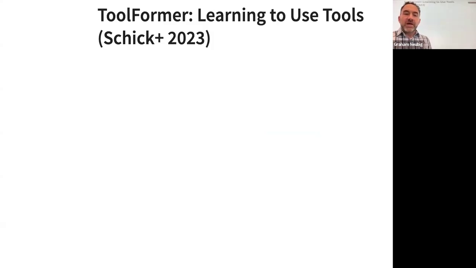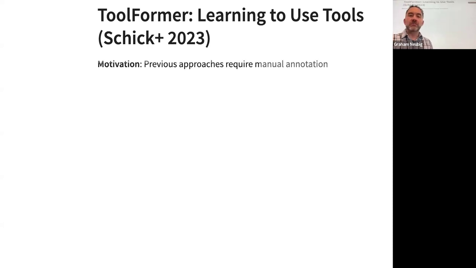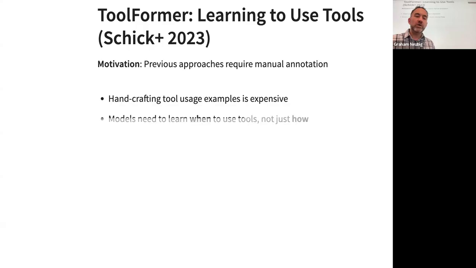So moving a little bit ahead in time, we have Toolformer. This was the paper that really kicked off the interest in tools, for a couple of reasons. Number one, previous approaches required manual annotation, like behavior cloning. The second reason was that this was done on a decently sized model that other people would be able to train, GPT-J. The idea was that they wanted to teach the model to learn when and how to use tools.